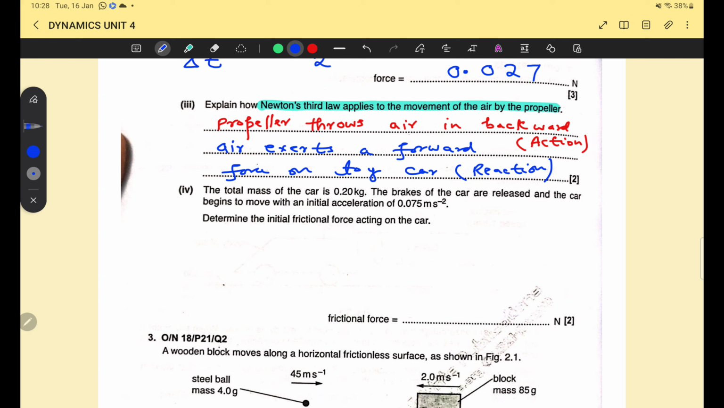So action and reaction are equal and opposite in direction. Propeller throws air backward, it is action. Air exerts a forward equal force, I should write especially equal, so equal force on the toy car. So air is thrown backward, action, and air pushing the car forward, it is reaction.